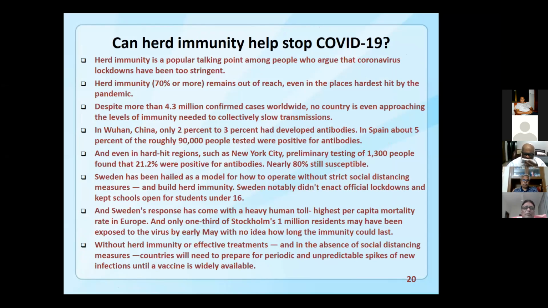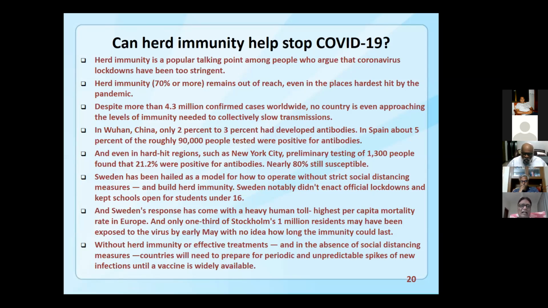However, despite more than 4.3 million confirmed cases worldwide, no country is even approaching the levels of immunity needed to collectively slow transmissions. Even in Wuhan, China, only 2 to 3% had developed antibodies. In Spain, about 5% of the roughly 90,000 people tested were positive for antibodies. Even in the hard-hit New York City, preliminary testing of 1,300 people found that only 21.2% were positive for antibodies. Nearly 80% are still susceptible.